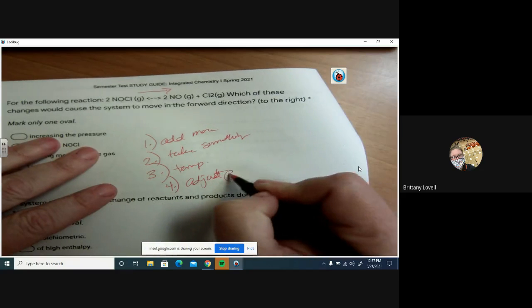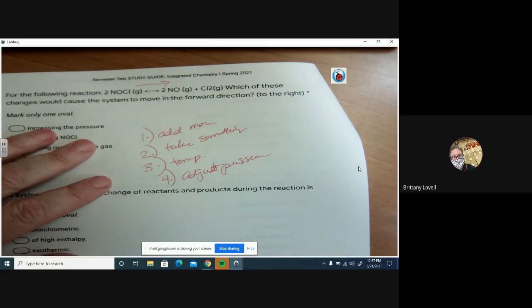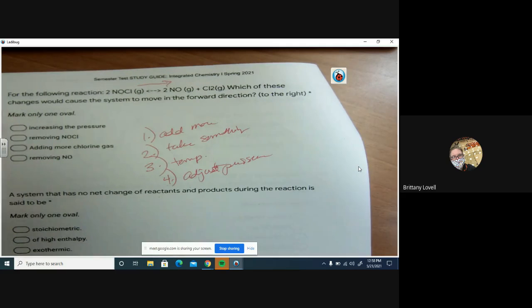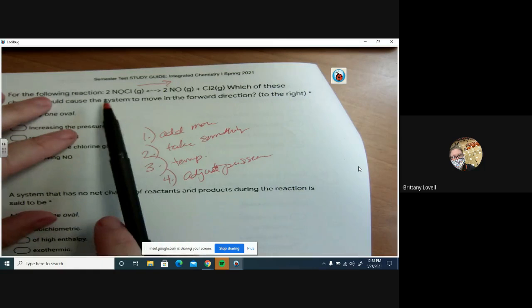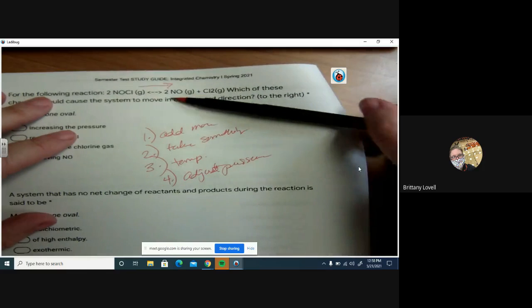Remember, if you adjust pressure, things will always move to the side that, if you increase pressure, has fewer particles. So if you wanted it to move to this side, you would actually have to decrease the pressure. If you increase the pressure, it's going to move this direction because you've only got 2 particles here and this has 3. All right.